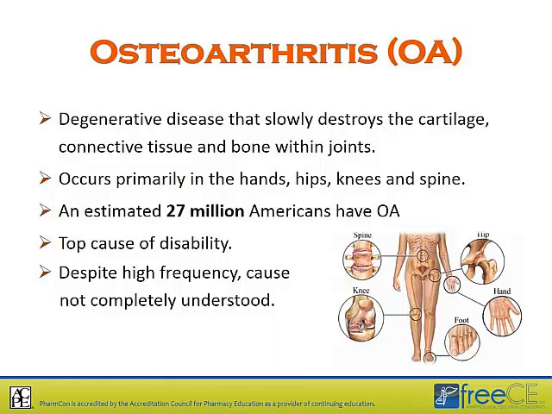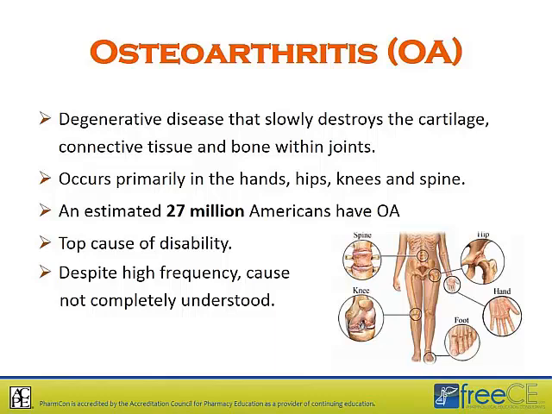OA occurs primarily in the hands, the hips, knees, and spine, in other words, the weight-bearing joints, and also to a lesser extent in the feet, in particular the big toe. Approximately 27 million Americans have some form of OA, and it's mostly in middle-aged and elderly adults, which makes sense because OA is essentially a wear and tear type of process. OA is a top cause of disability in elderly Americans and other people around the world.